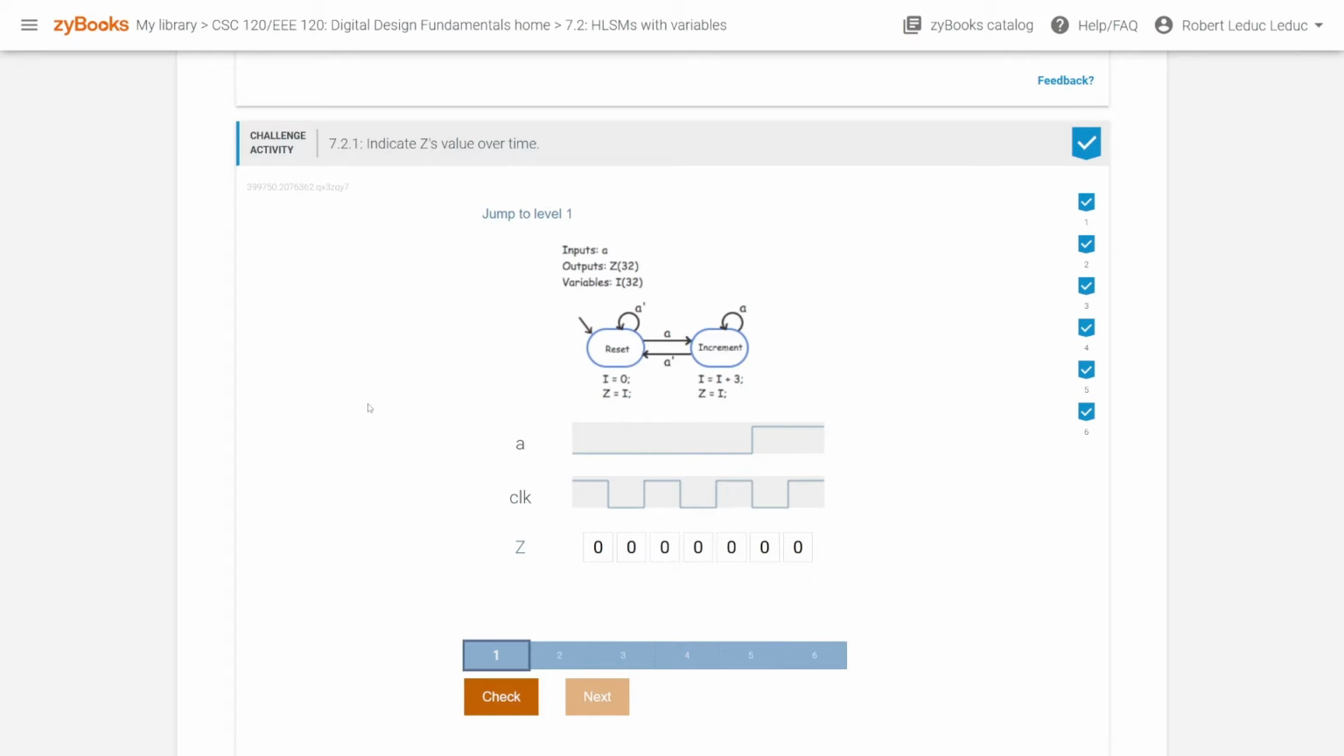This is Robert Leduc, and today I'm going to review challenge activity 7.2.1, indicate Z's value over time.